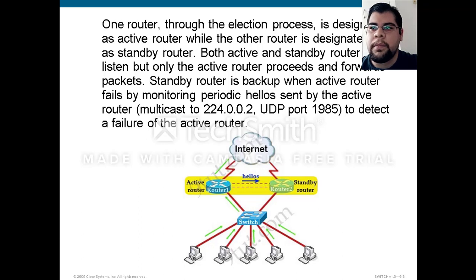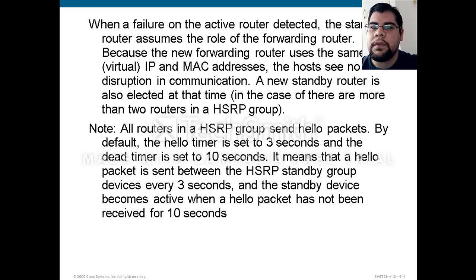The standby router is the backup. It monitors the periodic hellos sent by the active router, multicast to UDP port 1985, to detect the failure of the active router. This is like a backup. When a failure of the active router is detected, the standby router assumes the role of forwarding router. Because the new forwarding router uses the same virtual IP and MAC addresses, the hosts see no disruption in communication.